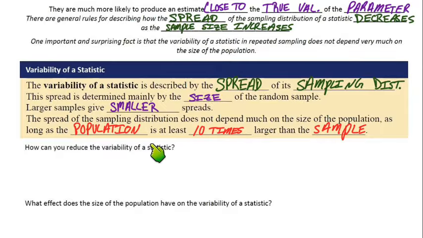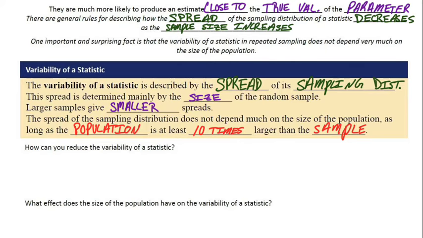So let's take a moment. 10 times larger than the sample. That's the rule in terms of the population. As long as we don't break that, we're good. The population size otherwise doesn't really matter. There's just a certain threshold for the population. It has to be at least 10 times as big as the sample.